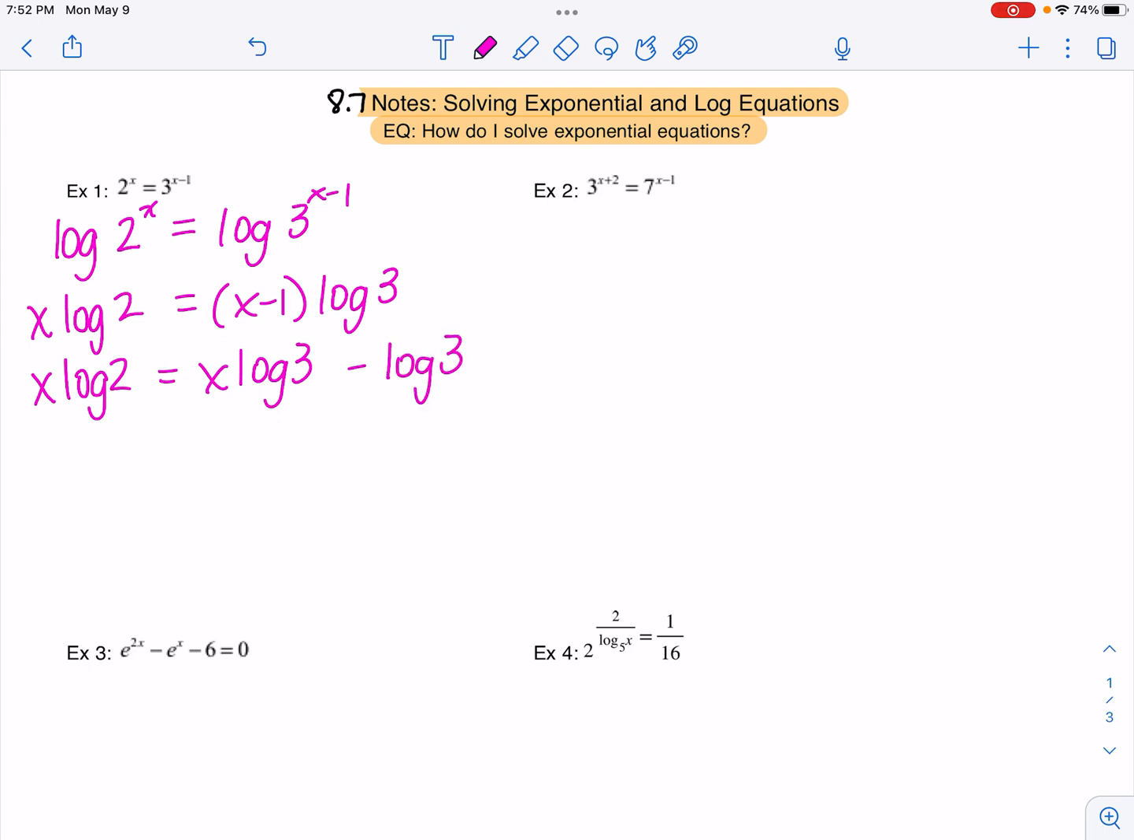Now our goal is to solve for x. So what we're going to do is get everything that has an x in it to one side, everything else on the other. So I'm going to subtract over that x log of 3. So I have x log 2 minus x log 3 is equal to negative log of 3. Similar to solving for the inverse of those rational functions, whenever we have every term with an x on one side, what do they have in common? They all have an x. Factor it out.